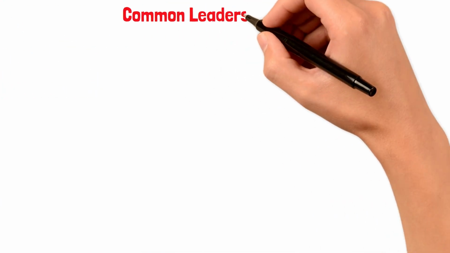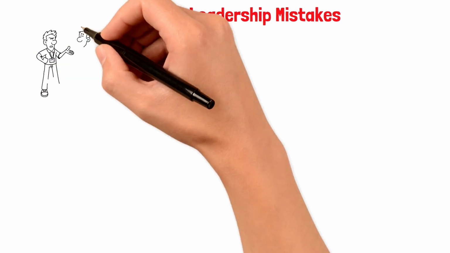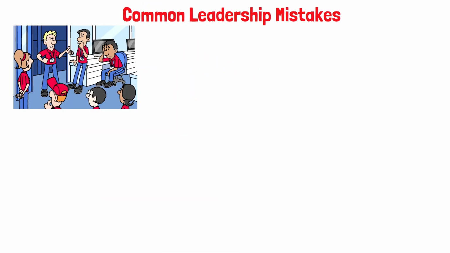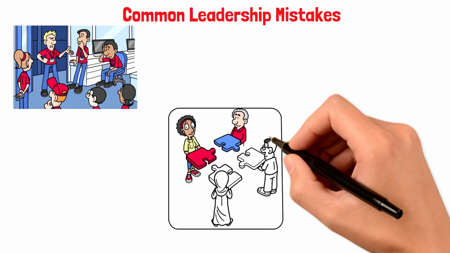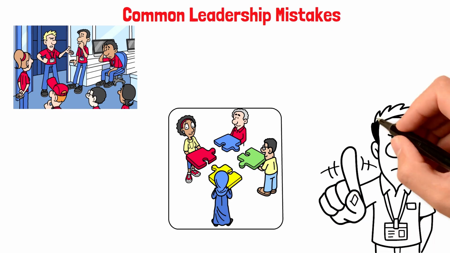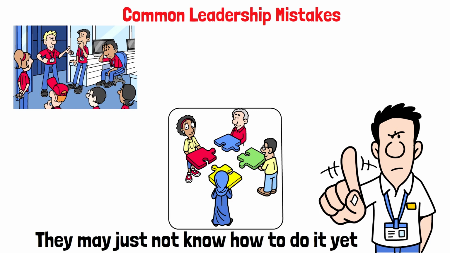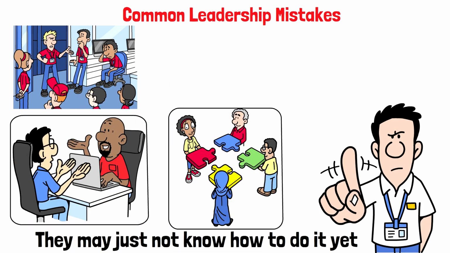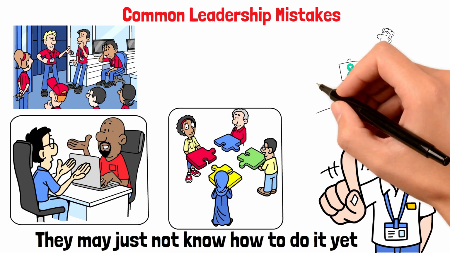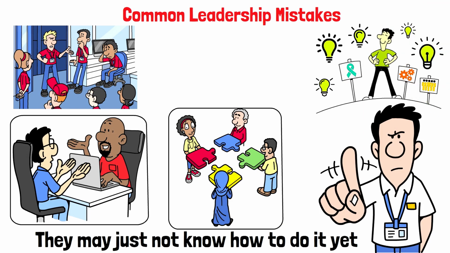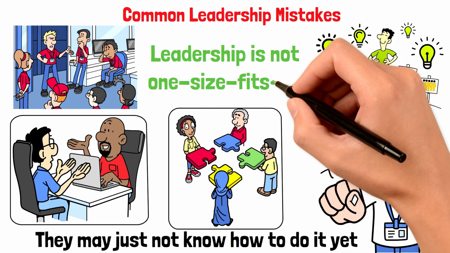Common leadership mistakes. Let's highlight two major mistakes leaders make. Misreading skill gaps as laziness. Don't assume someone isn't motivated. They may just not know how to do it yet. Overusing your dominant style. If you treat everyone the same, you're missing opportunities to grow them individually. Leadership is not one size fits all.